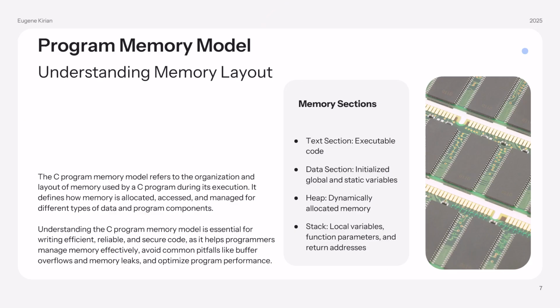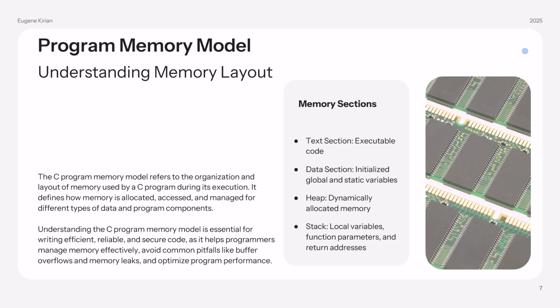When a program runs, its memory is organized into distinct sections, each with its own purpose. Understanding this memory layout is important for reverse engineering of binaries. Let's break down the main memory sections. The text section contains the executable code, which is the compiled program logic. The data section stores initialized global and static variables, which retain their values throughout the program execution.